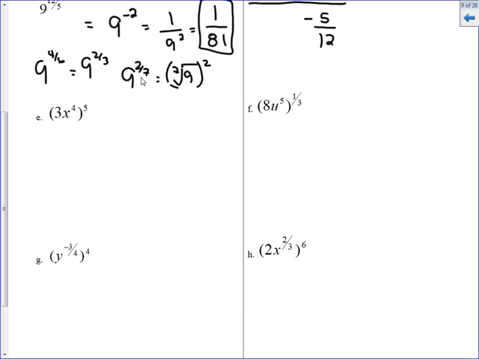So E. I have a product and it's raised to a power. Do you remember what the word was I said to think about when you see a lot of things raised to 1 power? Distribute. We are going to end up multiplying. But we're going to just think about it like distributing that 5th power. So we're going 3 to the 5th, and we're going x to the 4th to the 5th.